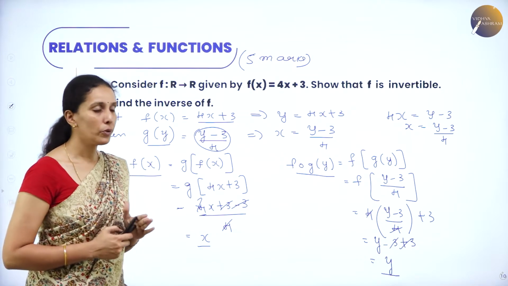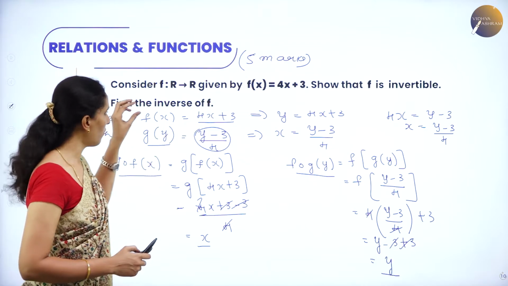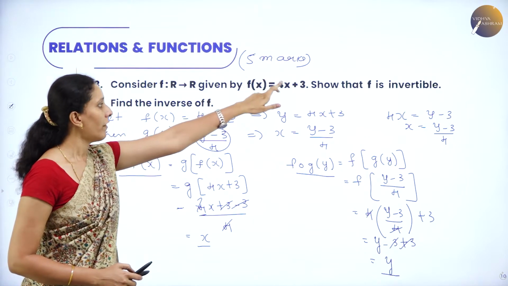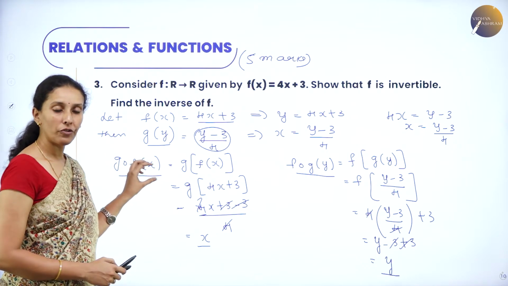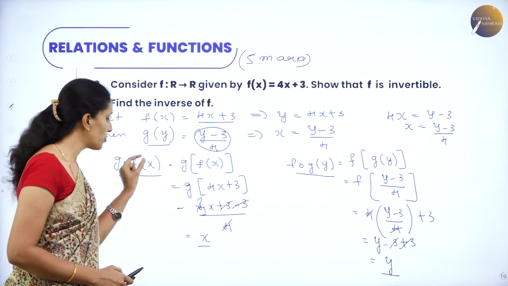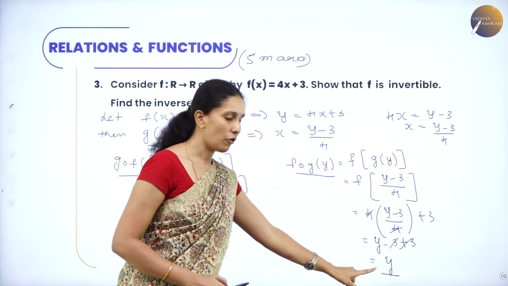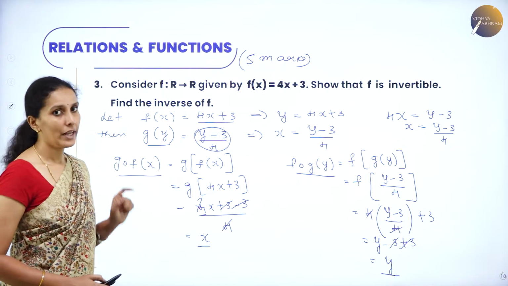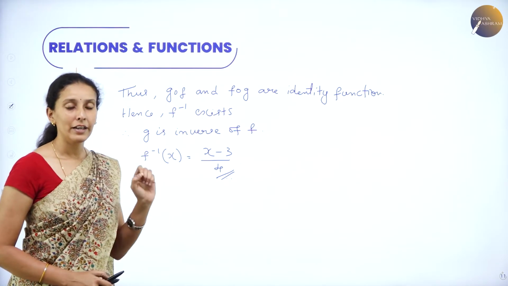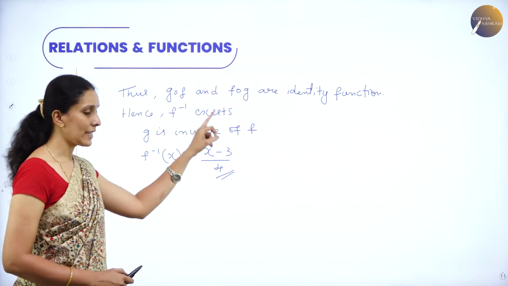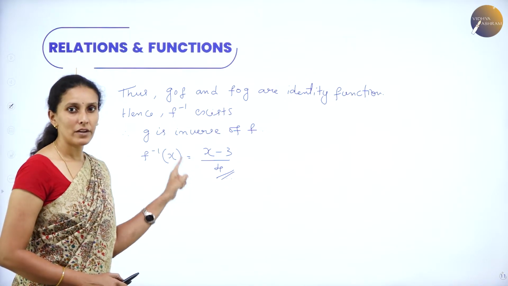So, thus, to prove the given function is invertible, you have to take the given function in the form of f of x. Then, find the value of x, which is nothing but g of y. Find the composition g naught f of x, where you should get the value of x. Find f naught g of y, you should get the value of y. Once this is satisfied, that implies they are identity functions. When they are identity functions, it means f inverse exists. f inverse exists means we can say g is the inverse of f.